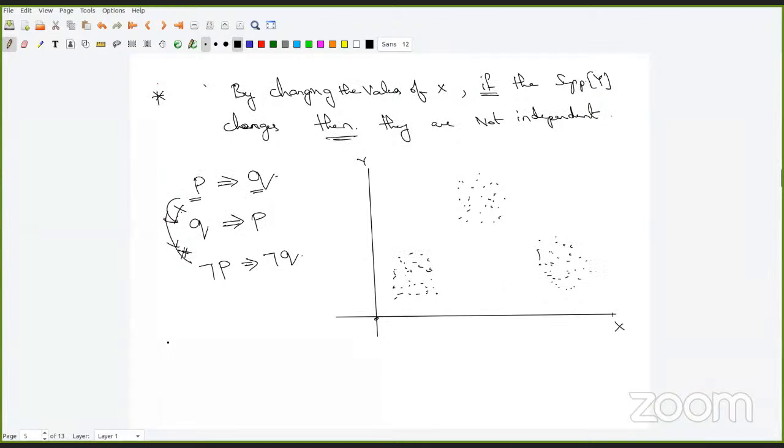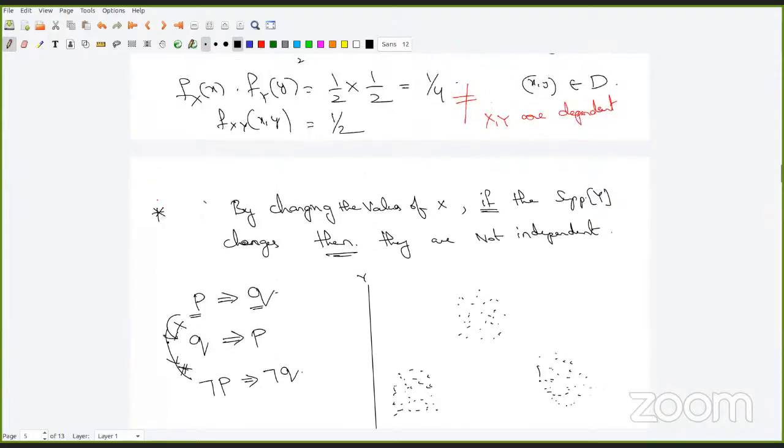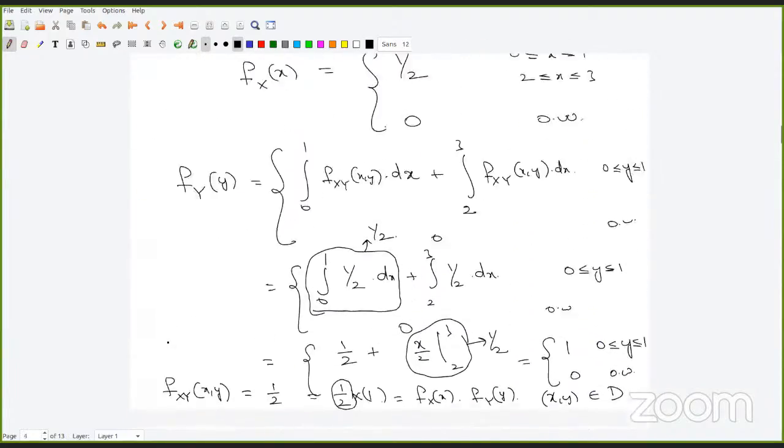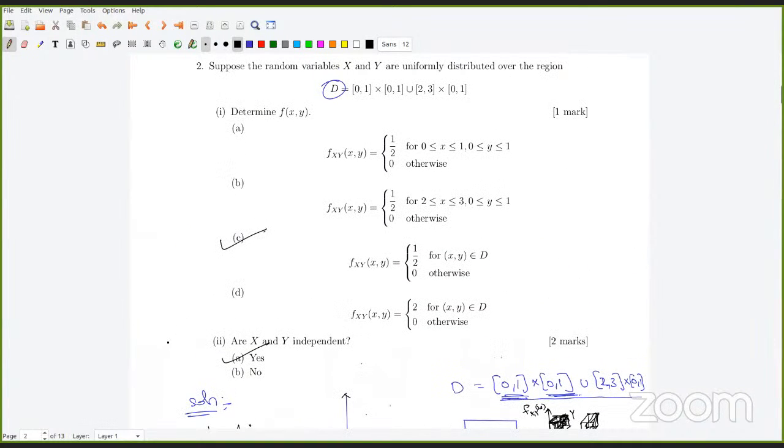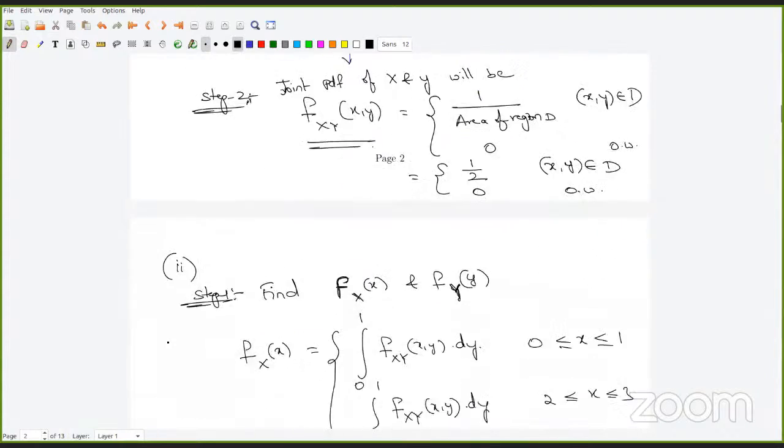Let's move on to the next question. Have you understood the solution of this particular question? Everyone? Yes, sir. If any region is given and it is uniformly distributed, we should know how to compute the joint PDF as well as the marginal PDFs. And you just have to identify whether X and Y are independent or dependent using the condition of independence. Those are the required things in order to solve this particular question.